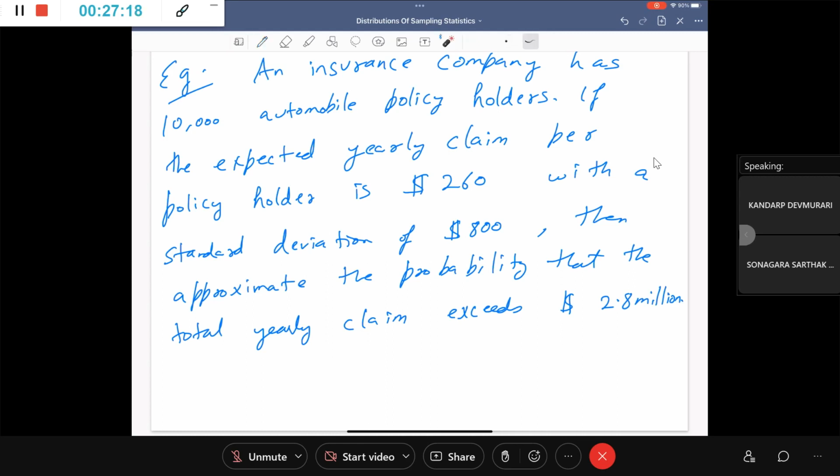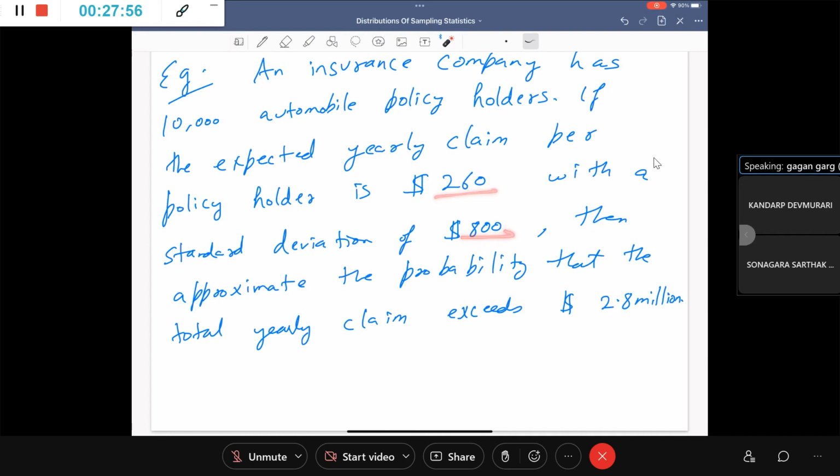So how do you get this number, expected yearly claim? They have computed it over the years, over the decades. Some insurance companies are more than 100 years old. So they have data. Based on that, they have said that, okay, on an average, a person spends about $260 per annum. But you also look at the standard deviation. The standard deviation is more than the mean, which is not usually the case. Standard deviation is really high. So on an average, a person is claiming $260, but the standard deviation is $800.